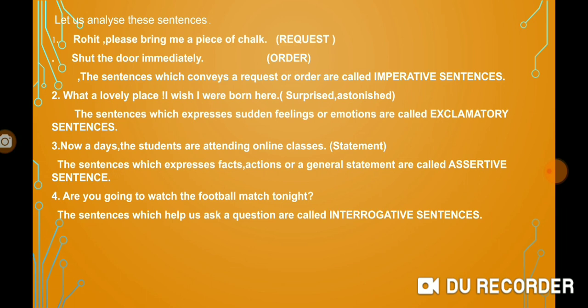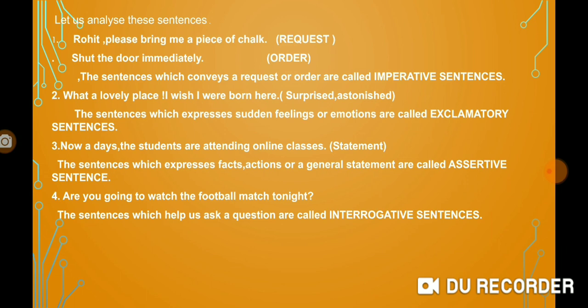I hope it is very clear to you. In day to day life we use it very often. What a big six! Oh my god, wonderful! I have never seen a player like Virat Kohli. What are these? These are all the exclamatory sentences that we use in our day to day life.